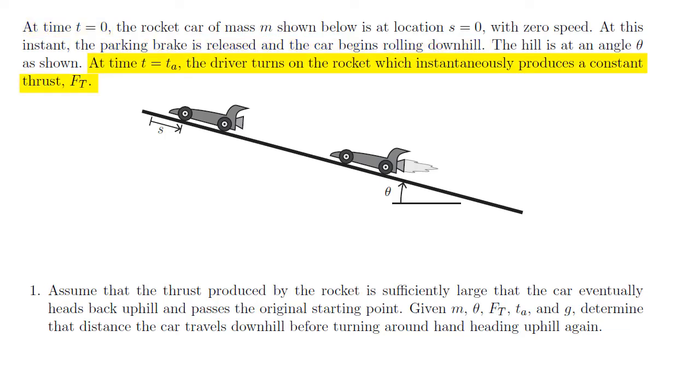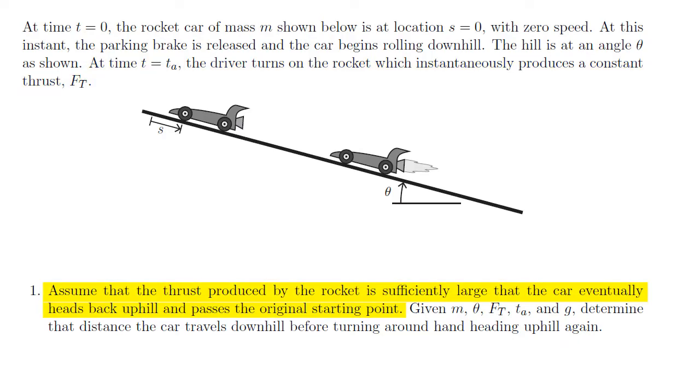At some time later, I'll call it time TA, the driver flips a switch and turns on the rocket. And that rocket produces instantaneously a constant thrust force I call Ft. I'm going to assume that thrust force is rather large. So when the car starts rolling down the hill and you turn on that rocket, it's going to push hard enough to slow the car down, turn it around, and push it back up the hill again.